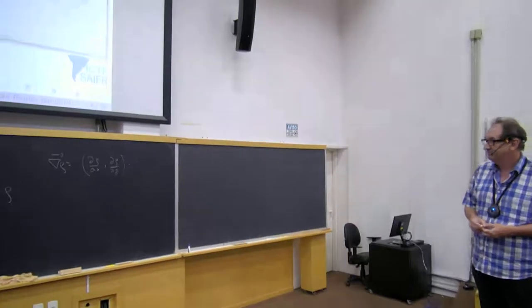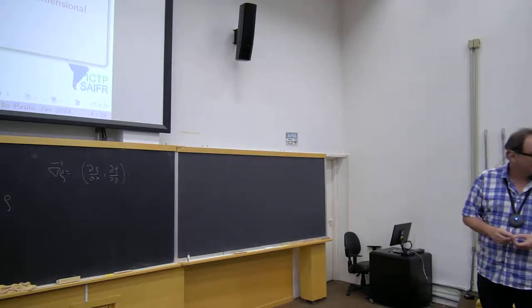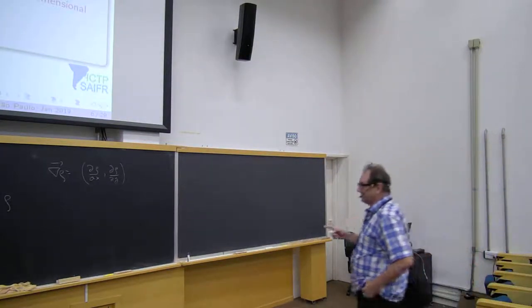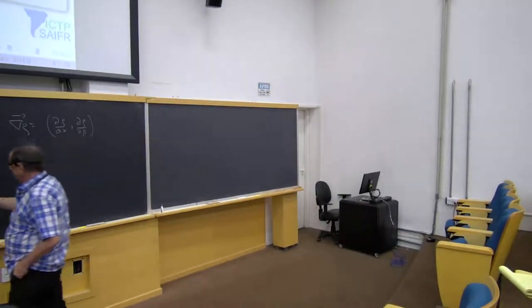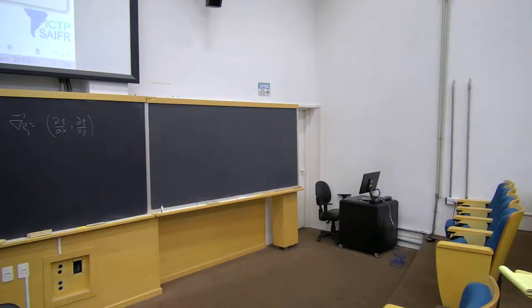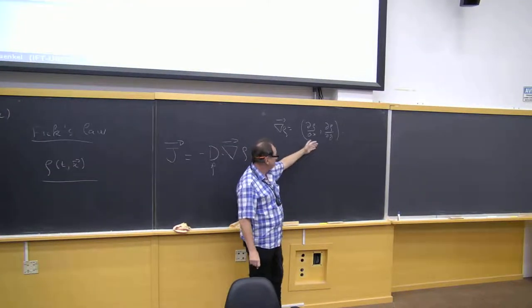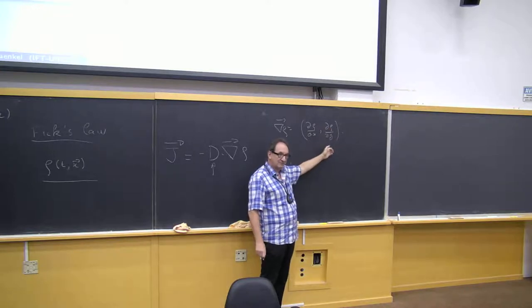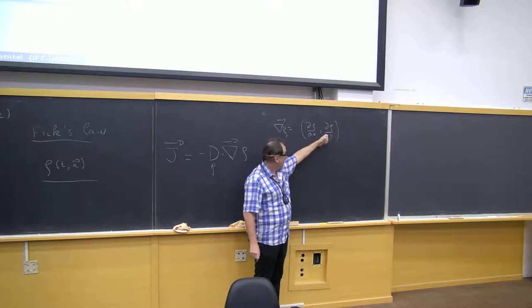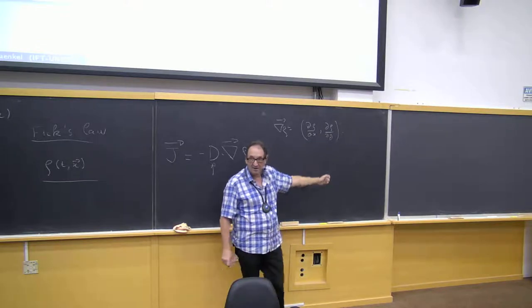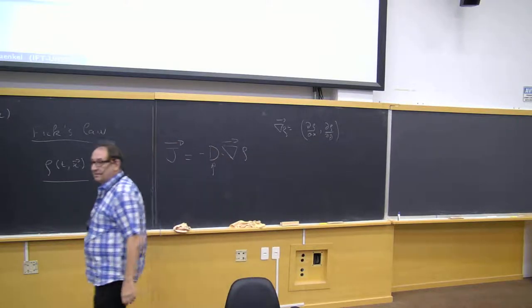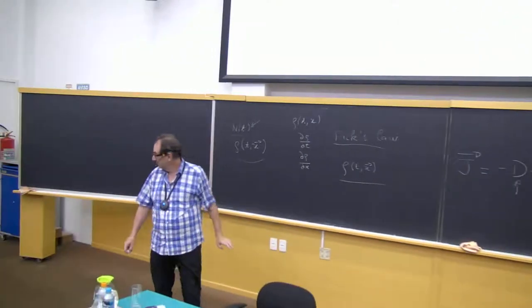So, the D constant is D, but it's the only constant here, okay? This is the D. This is the notation for gradient, okay? Which is just take the derivatives of rho with x and form a vector with the d rho dy, okay? So, okay.